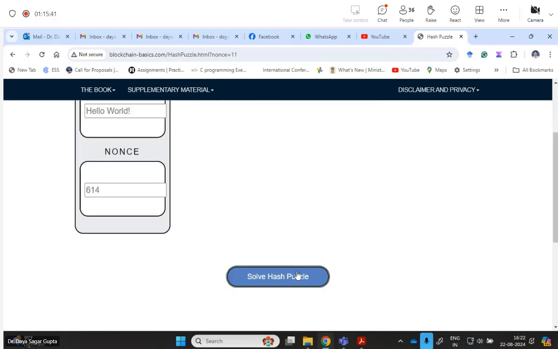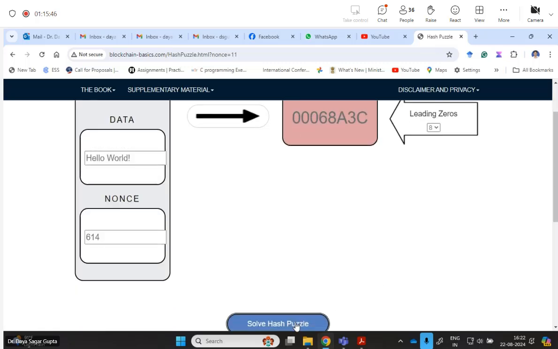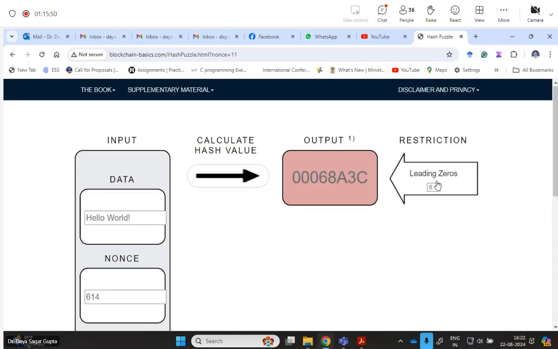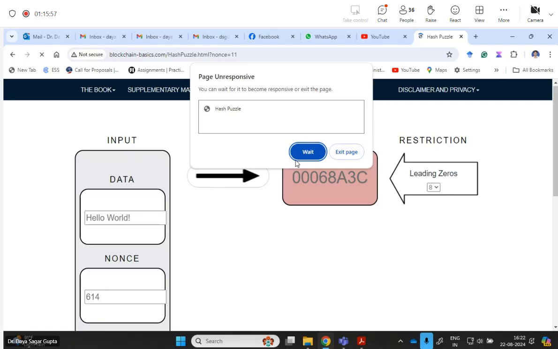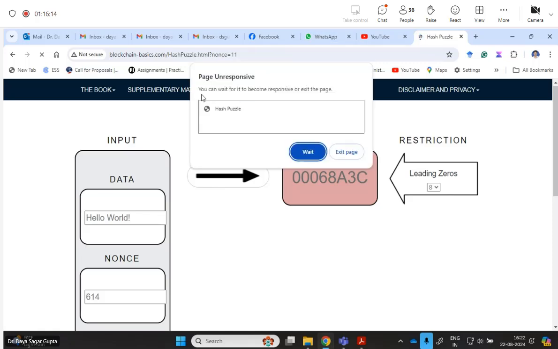Now if you try to increase the leading zeros to 8, what will happen? I think it will not work, because all of it will need to be 0. It seems hanged. One minute, I'm refreshing it. What was the problem? It is not hanged. It is going to work, but it is going to take much time. Finding 8 leading zeros is going to take a lot of time.